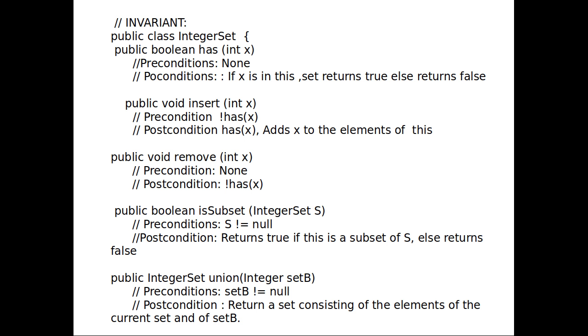Is subset. Okay, I would argue this is actually a poor postcondition. It needs to be sharpened. I would argue that there's something flawed with it. What's flawed with this? Okay, so is subset. So here we have an integer set and we ask, is this other integer set a subset of the one on which I'm calling this? So I have a set A, and I call A dot is subset capital S. Why is this somewhat ambiguous here?